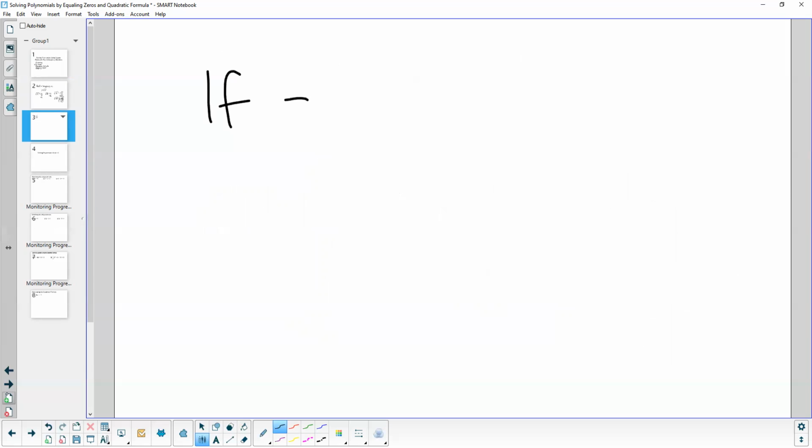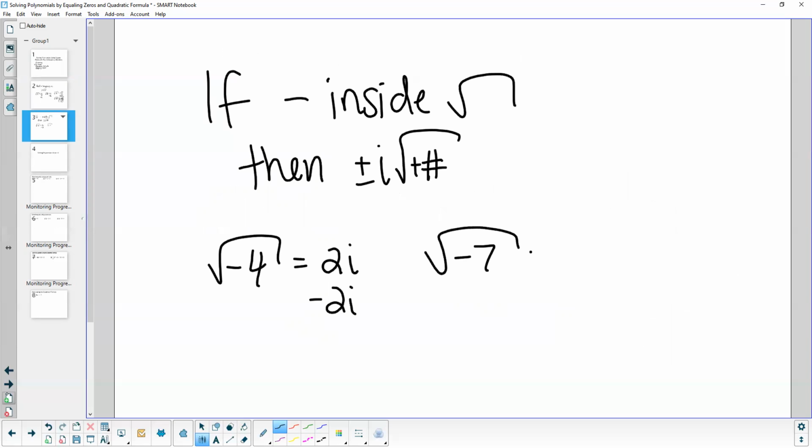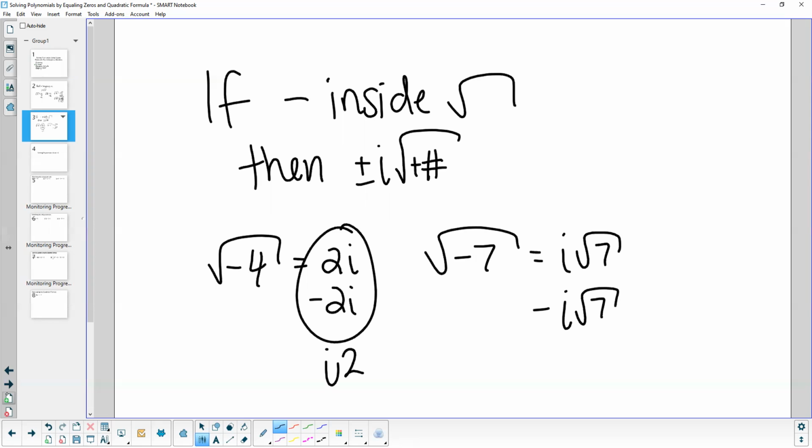If you have a negative inside of your radical, and it's a square root, then it's just going to be positive or negative i times the square root of the positive version of that number. Anytime. So the square root of -4 is 2i and -2i. The square root of -7 is going to be i root 7 and -i root 7. You could even write these ones as i root 2 and -i root 2. It looks weird, but it's right.